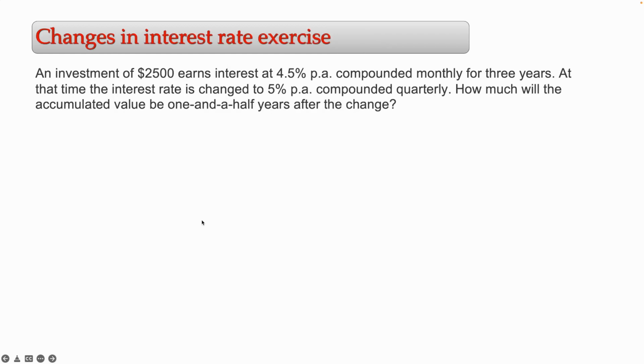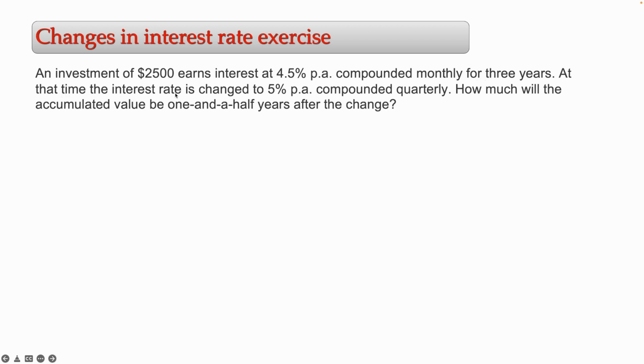This last problem says like this. An investment of $2,500 earns interest at 4.5% per year, compounded monthly. So this is the nominal rate of interest. And now, sometimes it's expressed in this way, coming from Latin, for 3 years. That happened for 3 years.